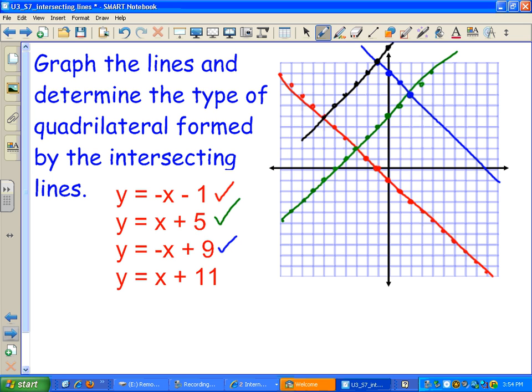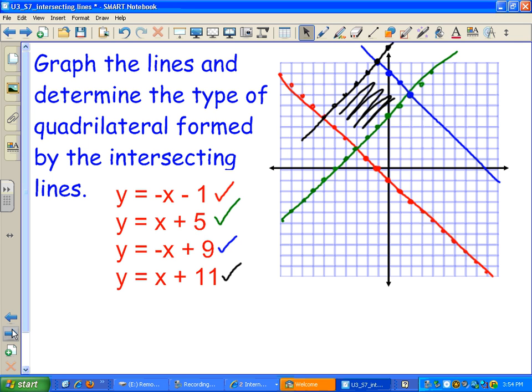And there we go. So the quadrilateral I'm talking about is this quadrilateral right in here. And my job is to determine what type of quadrilateral it is. Well, hopefully you can tell that this is a parallelogram, and here's why I know it's a parallelogram.